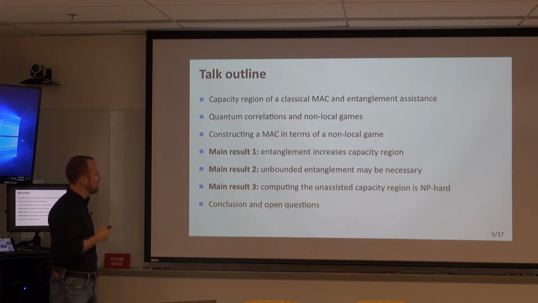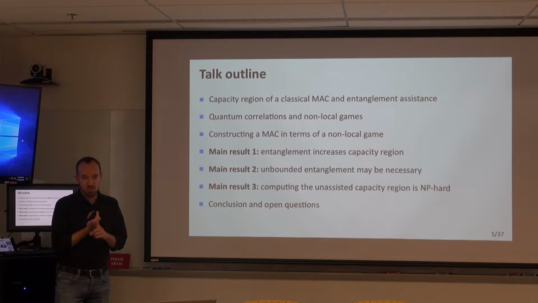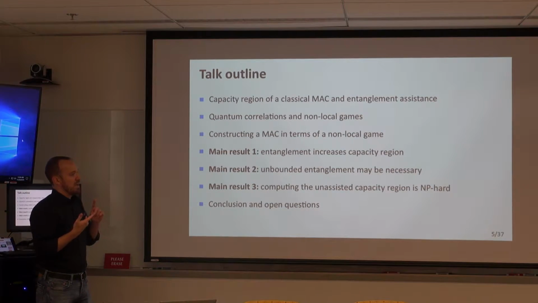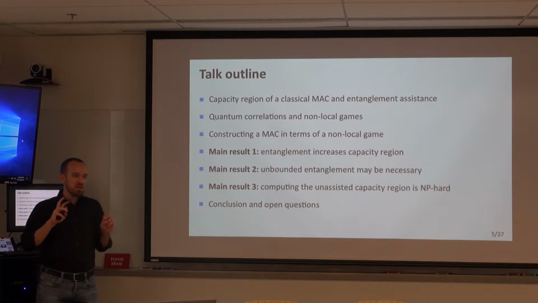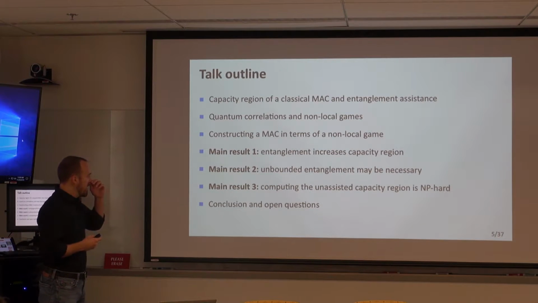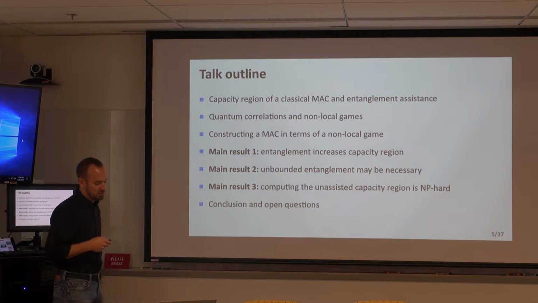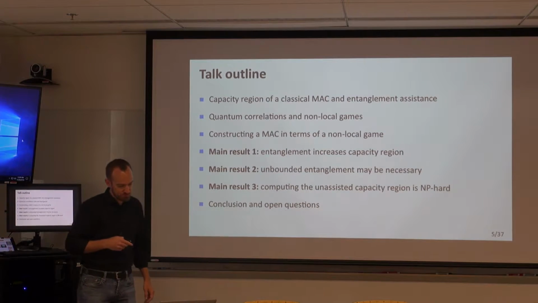Okay? And the three main results are that first, entanglement can increase the capacity region of a multiple access channel. The second one, and this is a complicated part, is you might need unbounded entanglement to actually achieve the full boost in the capacity region. And the third is this classical result that to just determine the classical capacity region is NP-hard. Okay, and then I'll conclude with some open questions.